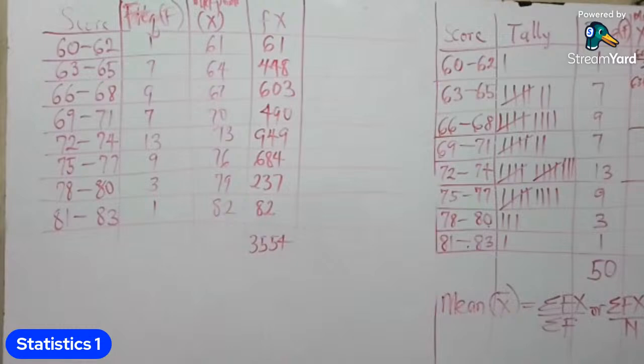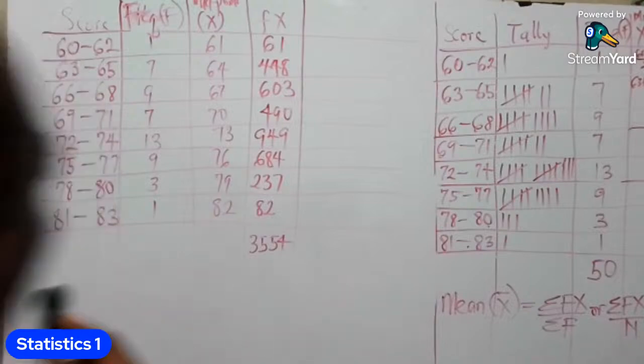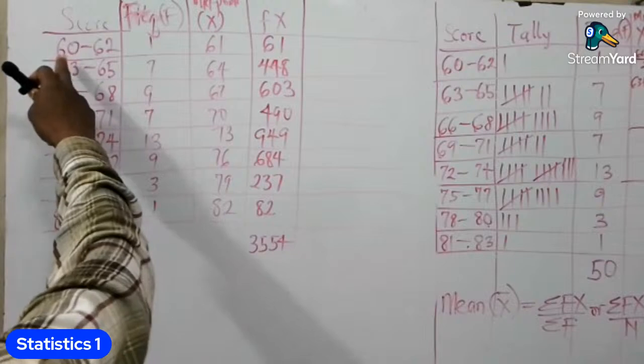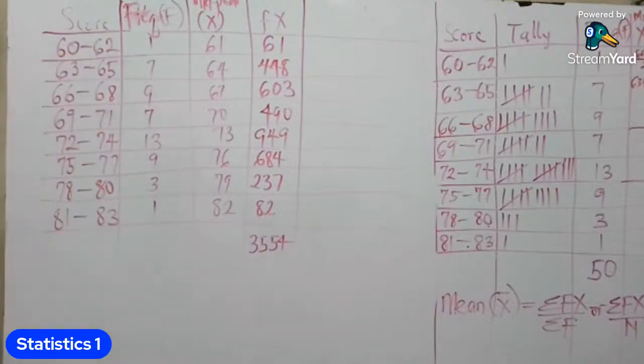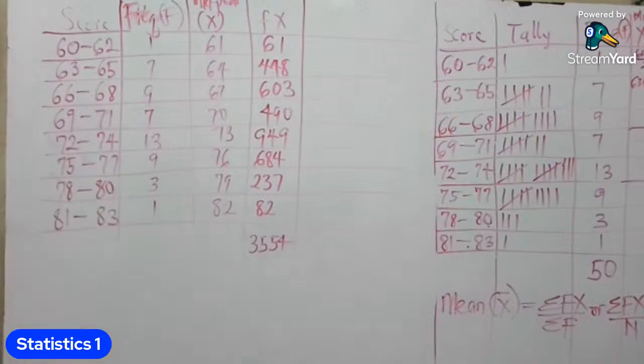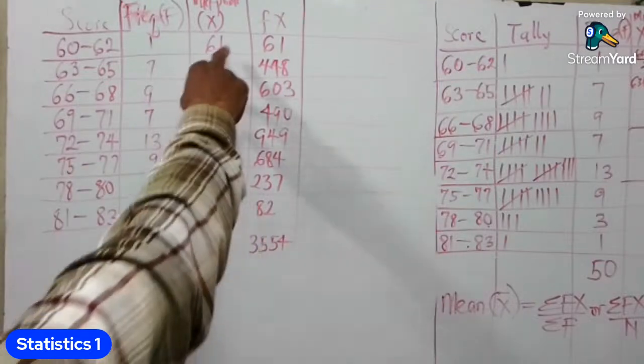As we can see, I've just moved away from there in getting the value. When you look at it here, I've just got the values of the midpoint, which I said you are going to use the class interval or the scores. When you had 60 plus 62, of course, that will give you 122. When you divide 122 by 2, it's going to give you 61.